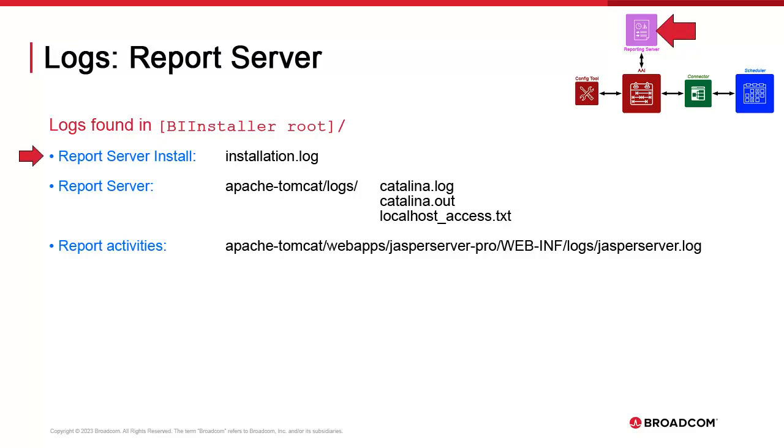The server has an installation log like AAI. Much of the system-wide events are logged in the logs directory of the Apache Tomcat directory. This includes catalina.log, catalina.out, and localhost access.txt. Events specific to the reporting server itself are traced in the Jasper server log. Jasper is the third-party platform that provides reporting services and is deployed as a web app.